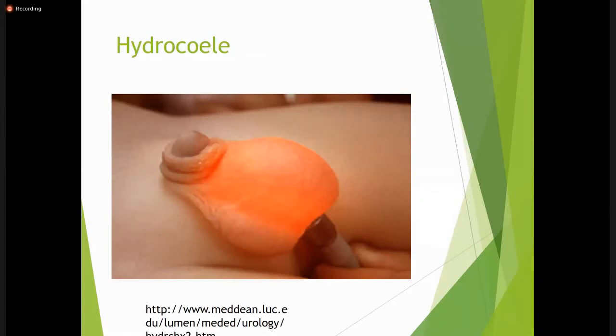This is the hydrocele, and this is a trans-illumination test. In the hydrocele there is a collection of fluid within the scrotum and there is no hernia. So when the trans-illumination test is done, because of the clear fluid, the light passes easily through this fluid, and the trans-illumination test is positive. So this is a case of hydrocele.